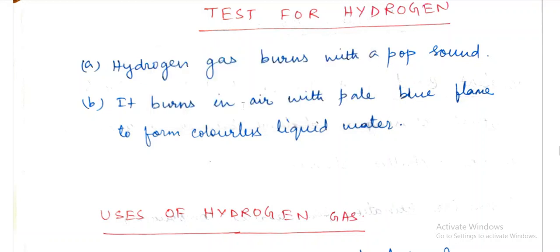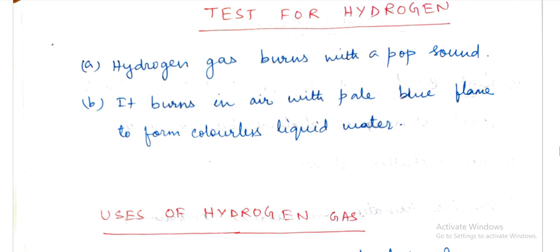Hello students. In this video we will see the third part of chapter 6, that is hydrogen, class 9 chemistry. In the previous class we discussed the laboratory preparation of hydrogen, the general preparation of hydrogen and the industrial preparation of hydrogen. Now in this class we will understand how we can test whether the gas which is prepared is hydrogen or not, because hydrogen is a colorless gas.